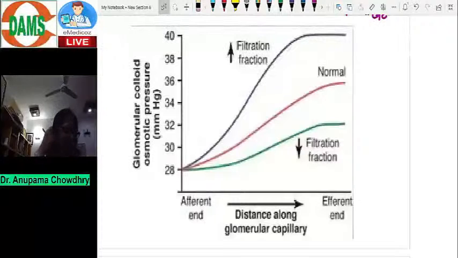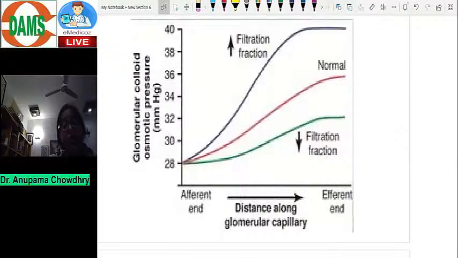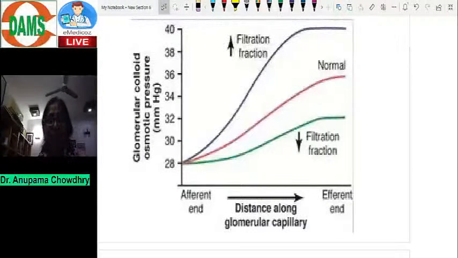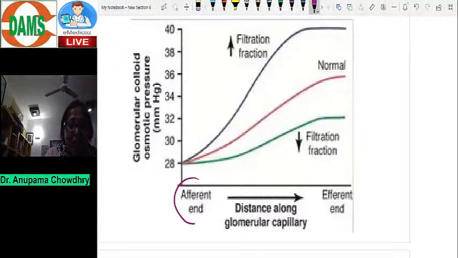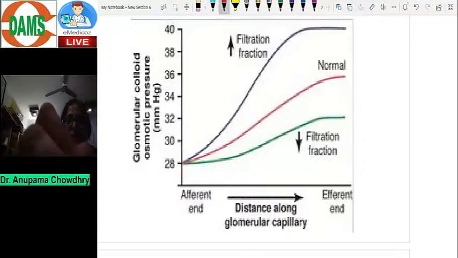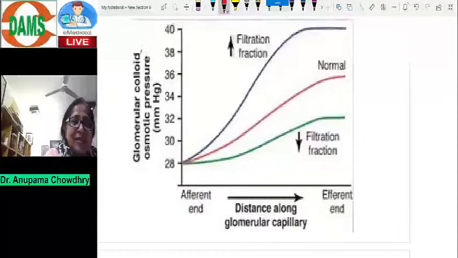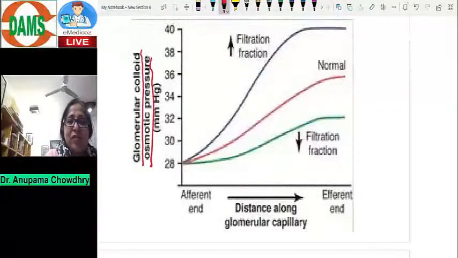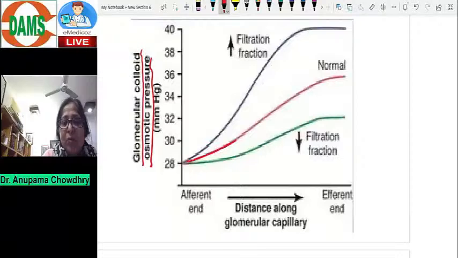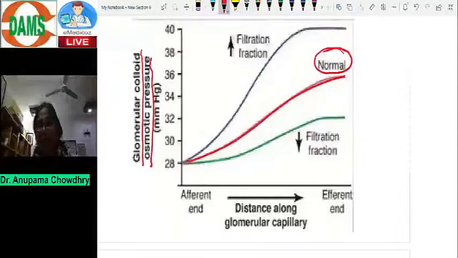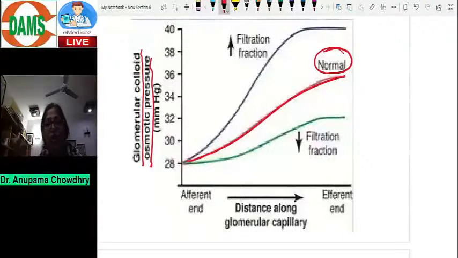Right? All right. Okay. So let's see this. Now this is an interesting graph. Like I said, whenever you get a graph like this, please see what is on the x-axis, what is on the y-axis. Now this is showing you afferent end and towards the efferent end. And this on the y-axis is the glomerular colloid osmotic pressure. This is telling you that the glomerular colloid osmotic pressure is increasing from the afferent to the efferent end, which I've just told you. Why does it increase? Because of filtration of fluid, but no filtration of protein. So protein concentration will rise.